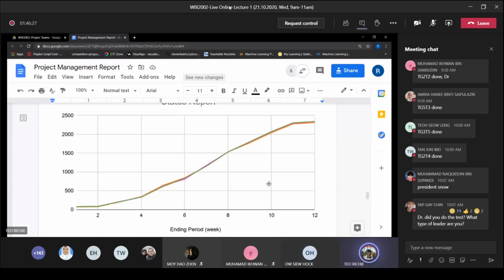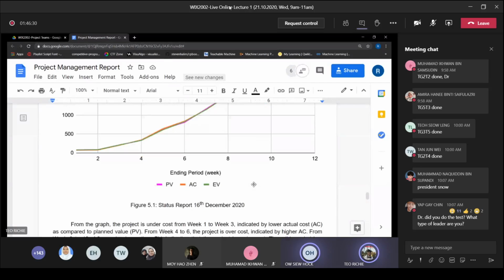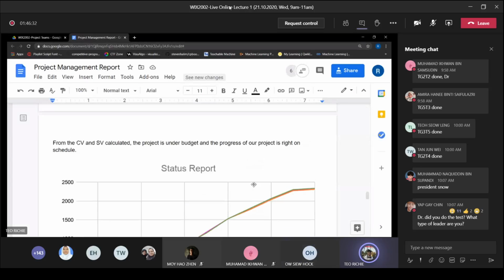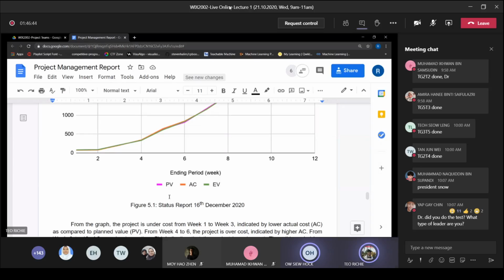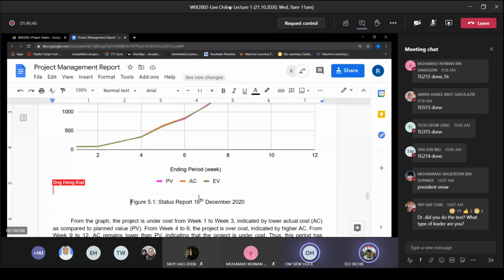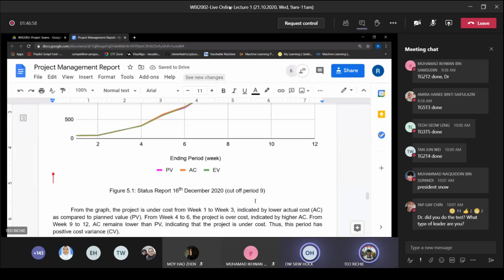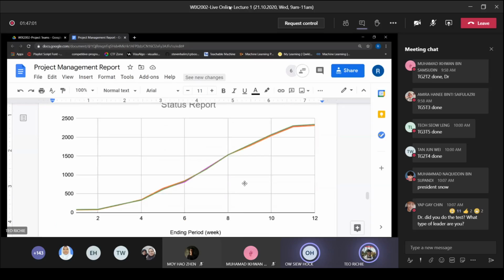So this is our status report. We have our graphs. You draw the cut-off line, the dotted line, to show where the cut-off point is, period 9. Then you show what the CV is, what the SV is, positive or negative on the graph, and what its value is. Then when the presenter presents this graph, they know what to say. If you show it like that, the presenter cannot tell because your lines are overlapping. That's why you have to be smart.